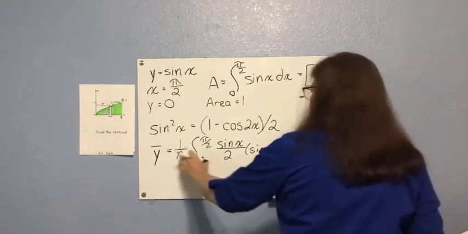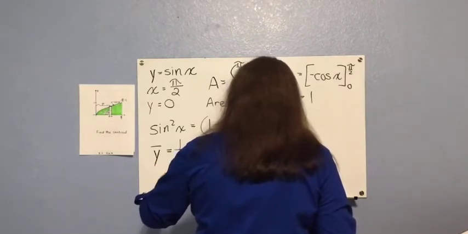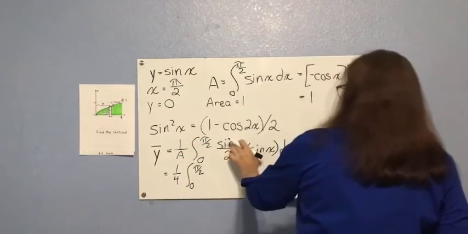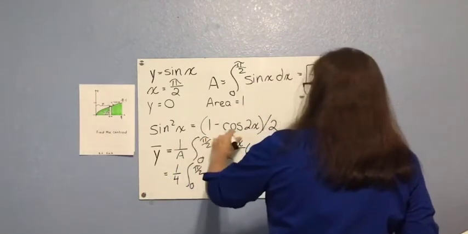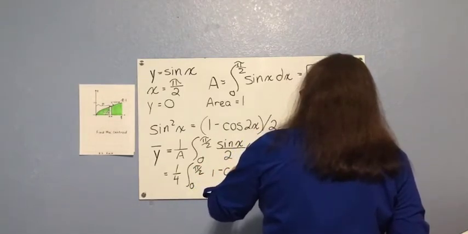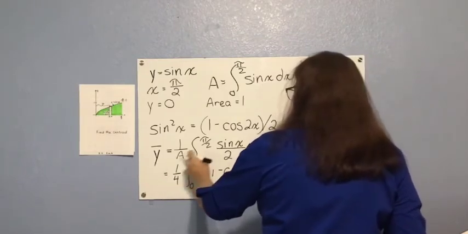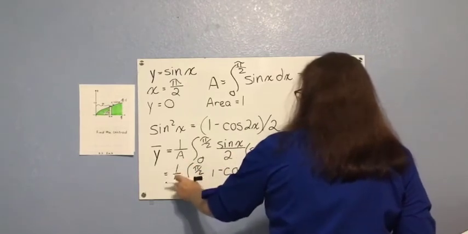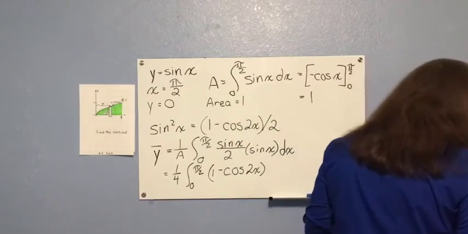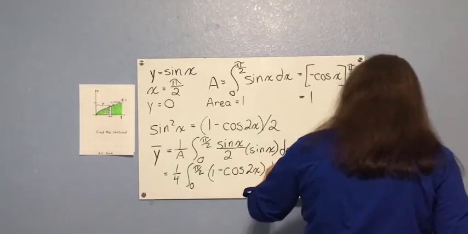So now I'm going to take the 2 out and rewrite this as 1 over 4 times the integral from 0 to pi over 2. Now this is going to be sine squared x, which we just said was 1 minus cosine 2x. And we took this 2 out with this 2, so that's why we have 1/4. And then dx.